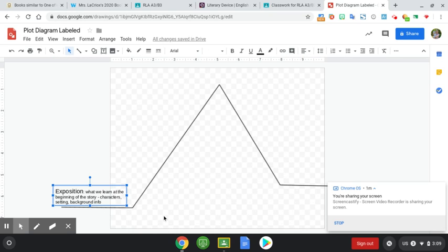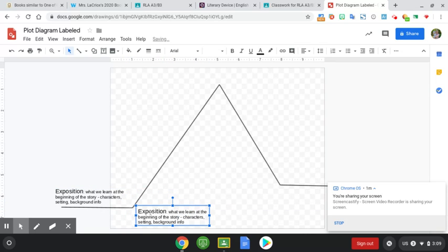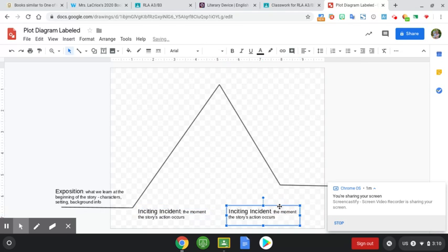All right, and next we move to inciting incident. And y'all know me, I'm always on y'all about inciting incident. And if we review, inciting incident is the moment the story's action occurs, meaning the action really begins. We see an introduction of the conflict, and our character is figuring out what to do next.